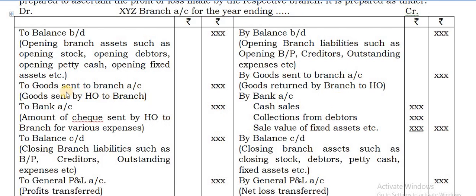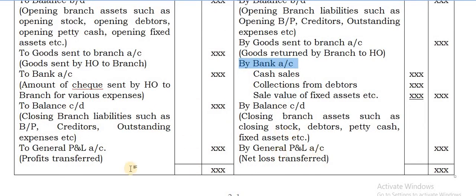Leaving this, what will come? Only this, goods sent to branch, both the sides you can find. What is this goods sent to branch? These are goods which are being sent by the head office to the branch, and the goods returned by the branch to the head office are taken on the credit side. And again, bank account you can find in both places. So what is this bank account? It is the cash received from the head office. This is cash remitted to the head office. Okay, so these are the entries, and ultimately whatever the difference will be considered as a profit or loss, right?